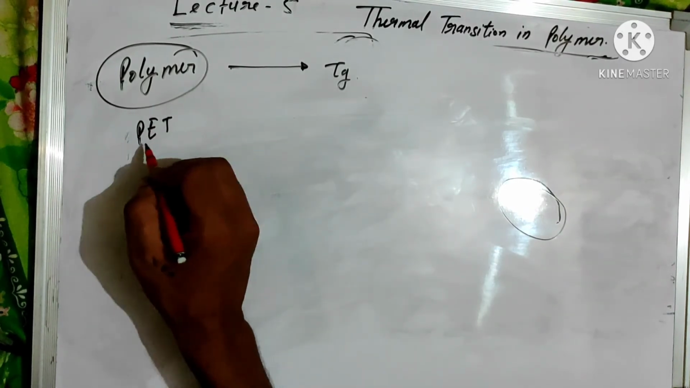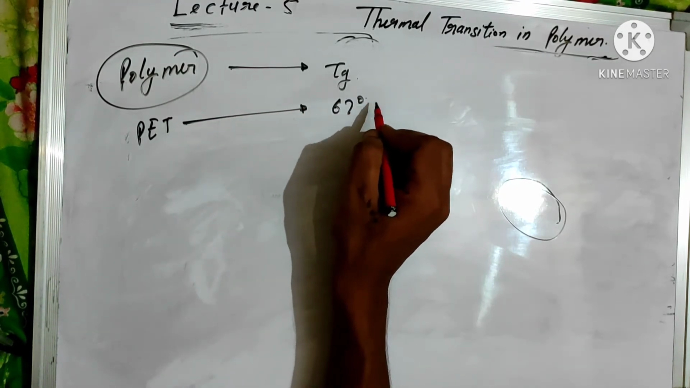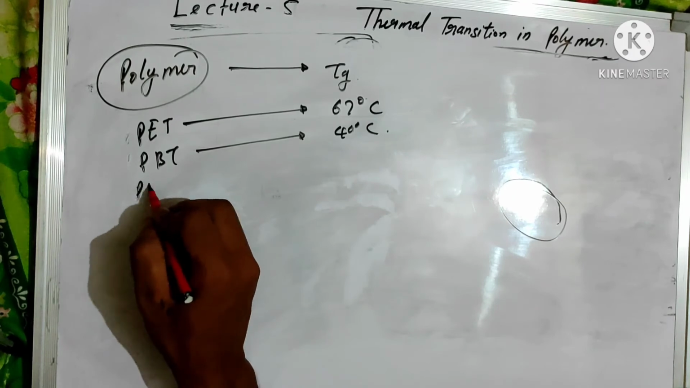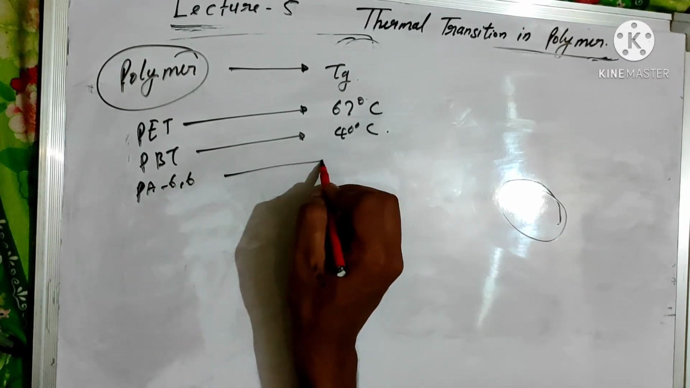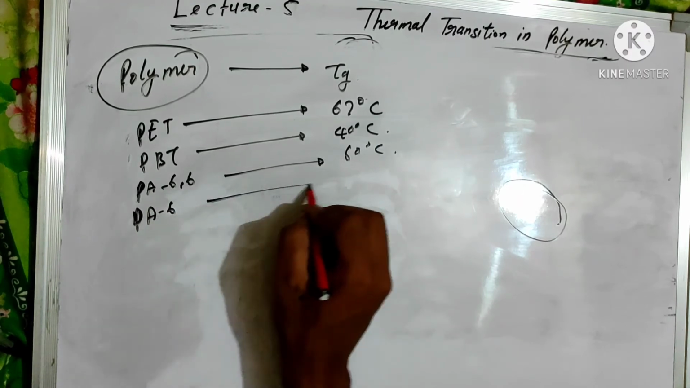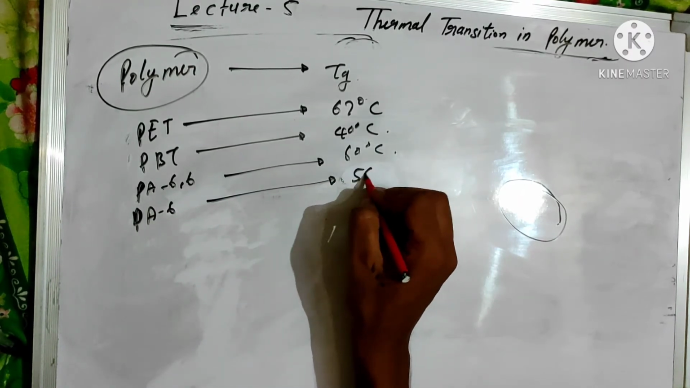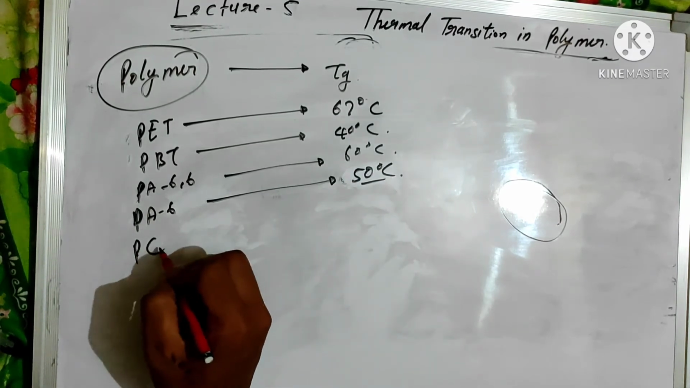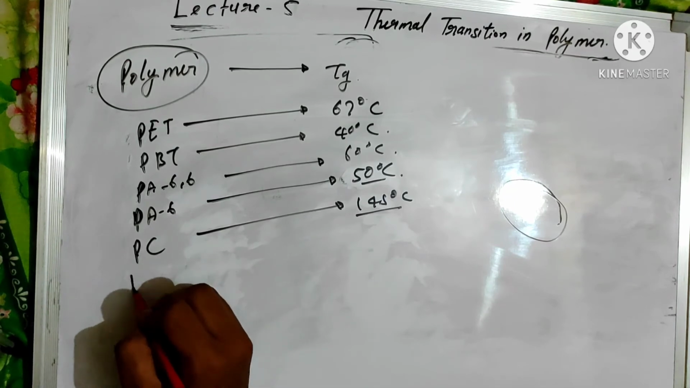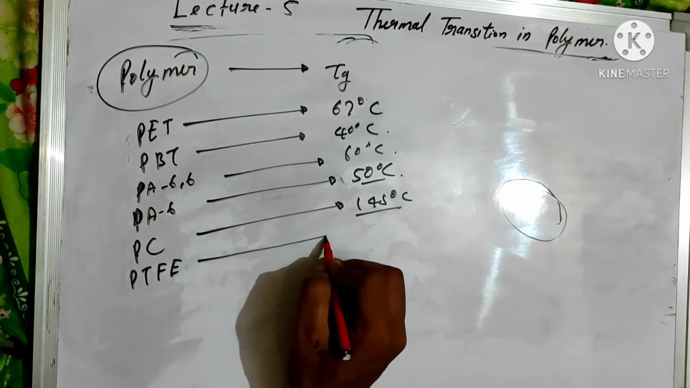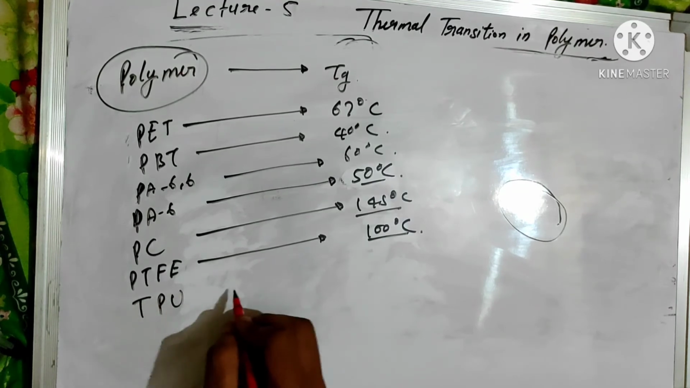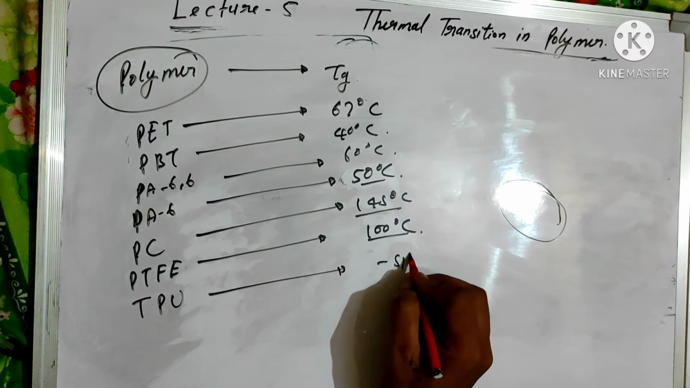The glass transition temperature of PET is around 67 degrees centigrade and that of PBT is around 40 degrees centigrade. The glass transition temperature of nylon 66, polyamide 66, is around 60 degrees centigrade and that of nylon 6, polyamide 6, is 50 degrees centigrade. The glass transition temperature of polycarbonate is around 145 degrees centigrade and that of polytetrafluoroethylene is around 100 degrees centigrade. The glass transition temperature of thermoplastic polyurethane is around minus 51 degrees centigrade.